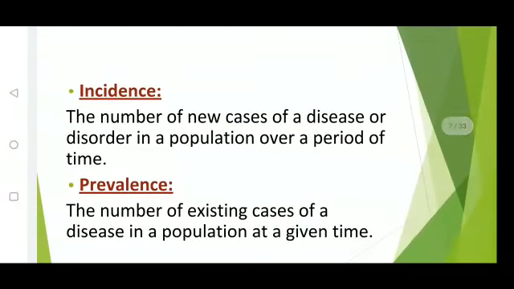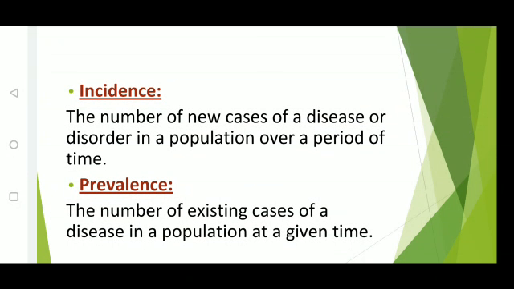Next one, incidence. The number of new cases of a disease or disorder in a population over a period of time we call incidence. So how many new cases are there? For the same thing, I will give the example of corona. How many new corona cases there are in a particular time, we can call the incidence rate.